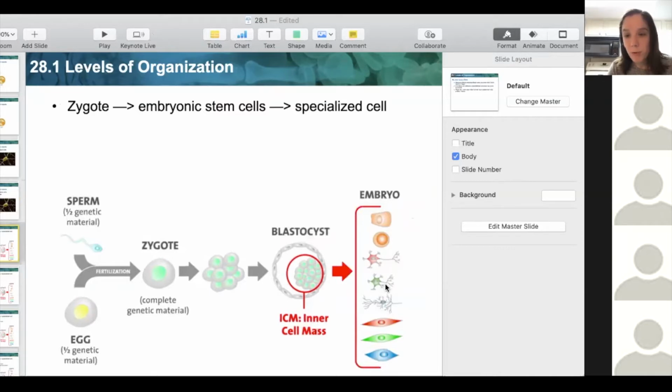Some will become nerve cells. Some will become skin cells. Some will become muscle cells. And so based on their location, they will become different kinds of cells. These right here, the ones that are in green, are stem cells, and they can become any cell that the body needs them to be.